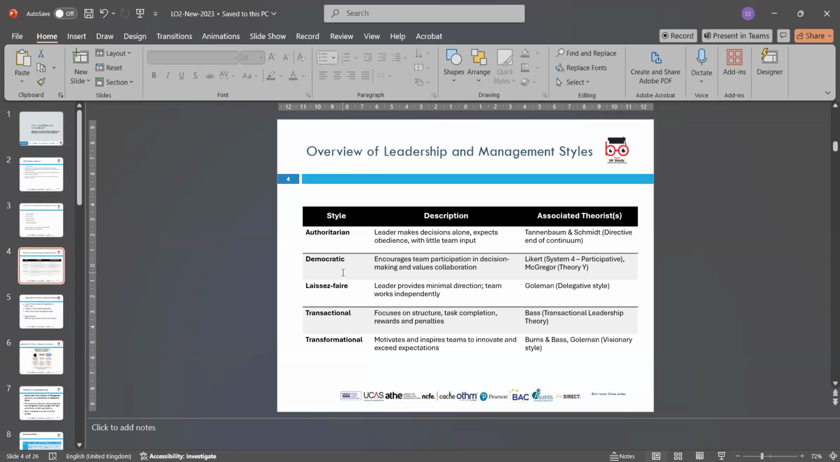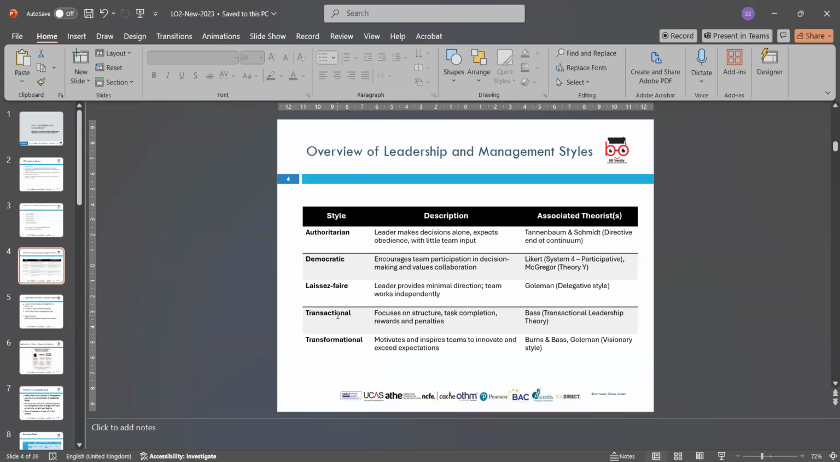In this case, you are giving minimal direction and you are giving a lot of power to your team members. They are working independently. You are empowering them. In this case, they are very responsible, and they take responsibility for their actions also. So these are very motivated people. And Goldman is the theorist attached with this style.